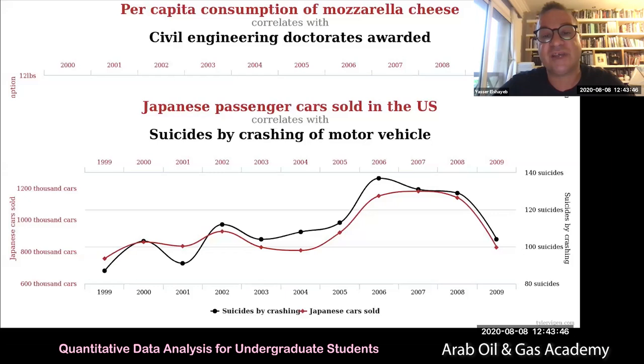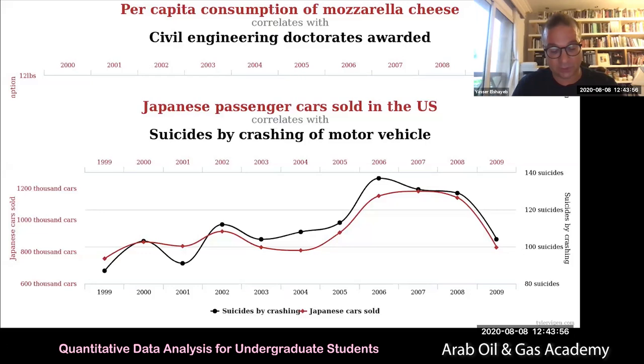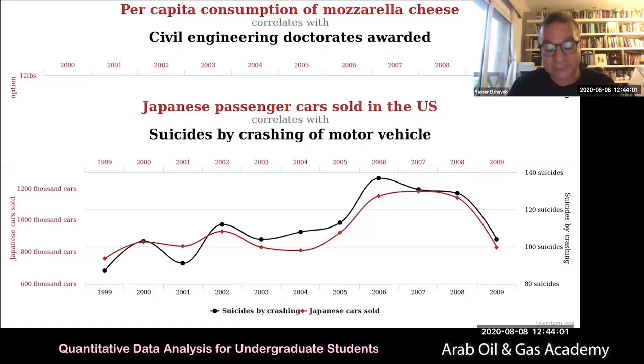Now, in mathematics, in data analysis, we have a very important quote that we always repeat to ourselves and to each other, which says: correlation is not causation. If we have found that the Japanese passenger cars sold in the US are correlated to the number of suicides by crashing of motor vehicles, this does not mean that this variable is the cause of that variable. It's correlated, yes. And as I said before, everything in this life is correlated to anything else with a certain degree. We will come back to correlation afterwards.